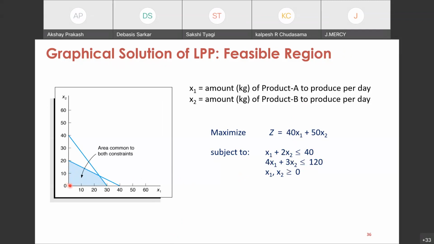Note the feasible region is a convex region. Take any 2 points within this, join them. No point on the straight line will go outside this region.